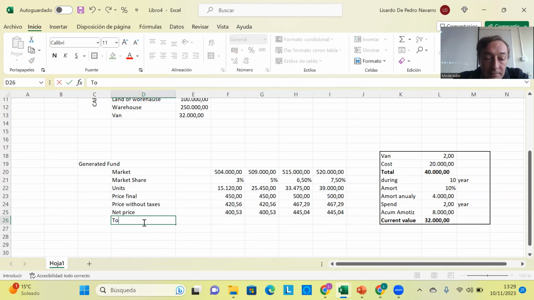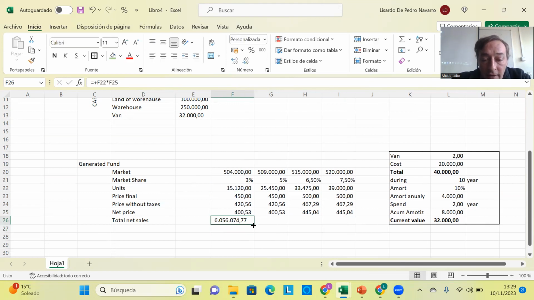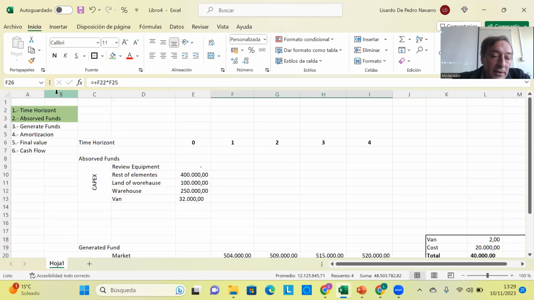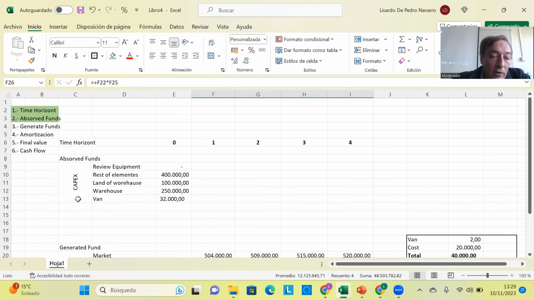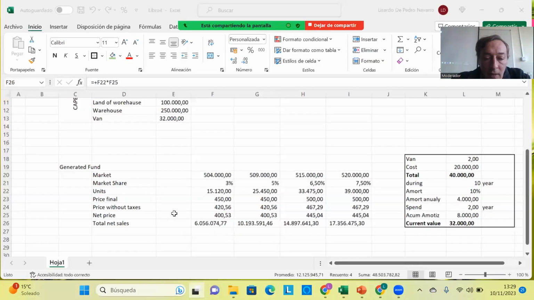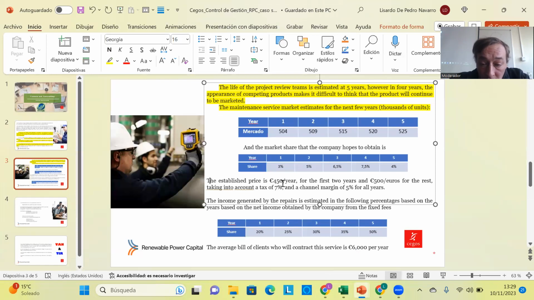So the total net sales for the company is going to be the units that the company has to sell by the net price, and we have here the net sales for the company for the 4 years that we are making the final estimation. So we have here the information of this one. Okay, great.